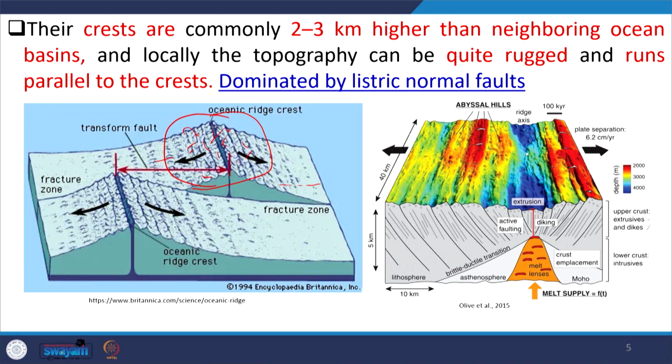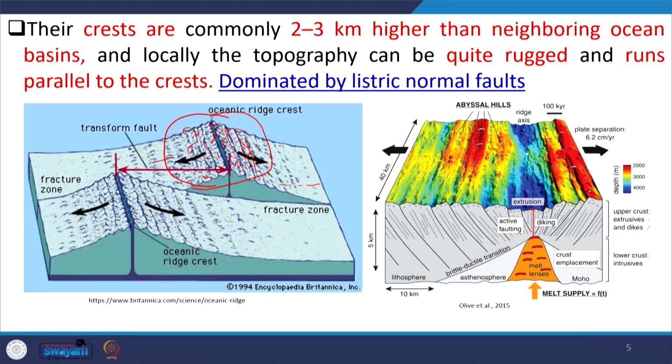That means there is no specific way of arrangement of this magmatic system or the magmatic rock. So, you are getting a very rough topography here, and along this ridge crest, if you see these lines, they are representing the normal faults, and in the cross section you will find these normal faults are listric in nature.